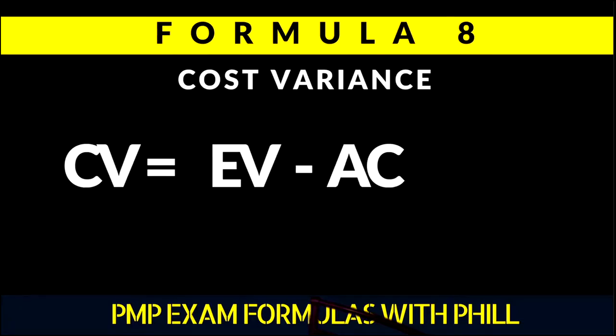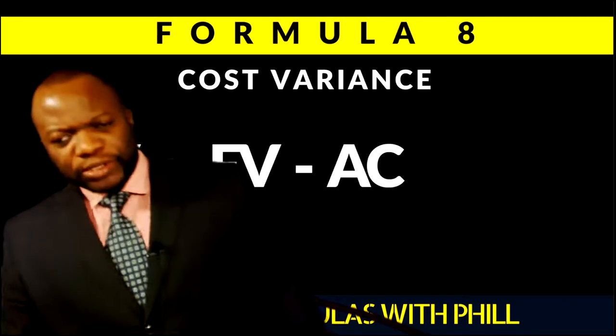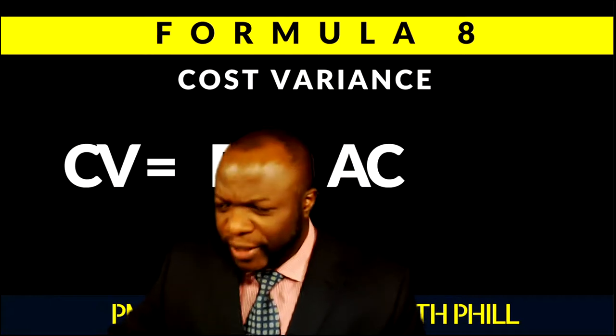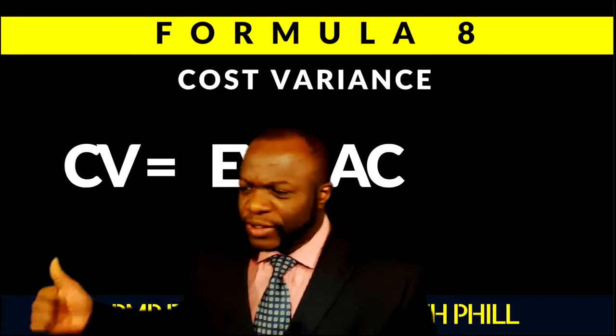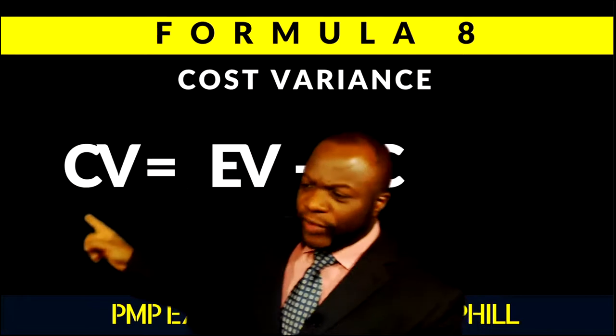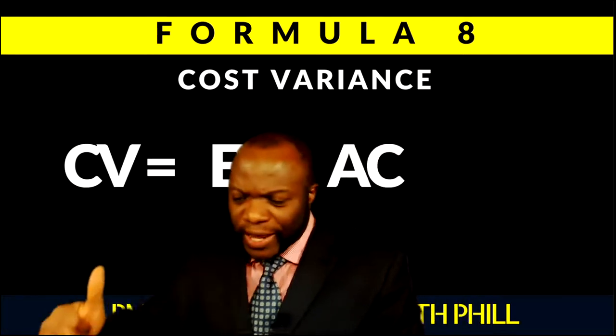Hello again, my buddies. It's time for the earned value yellow buttons problem. You know the drill. We take a look at all of these formulas. Today, we're taking a look at this one. Cost variance equals earned value minus actual cost.